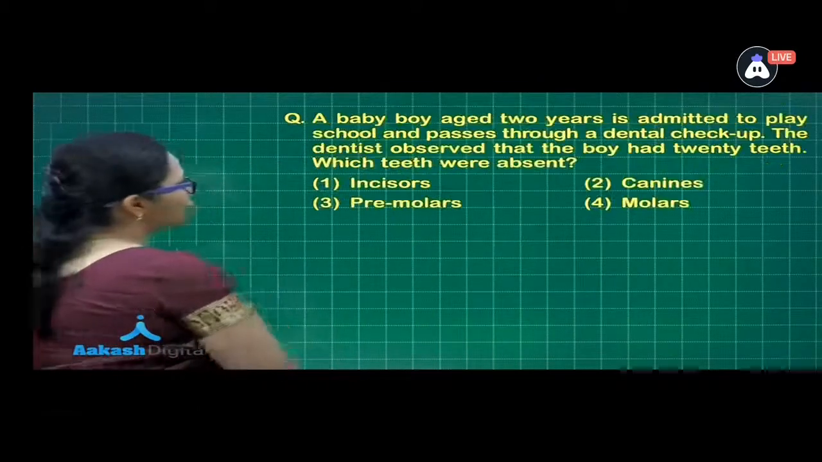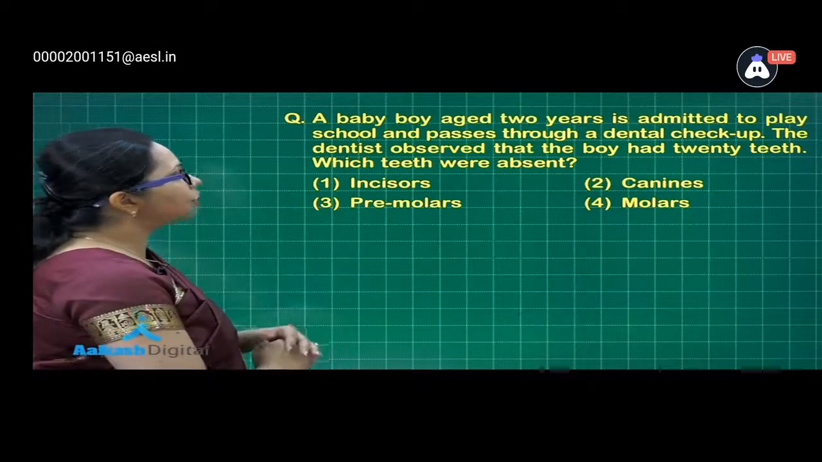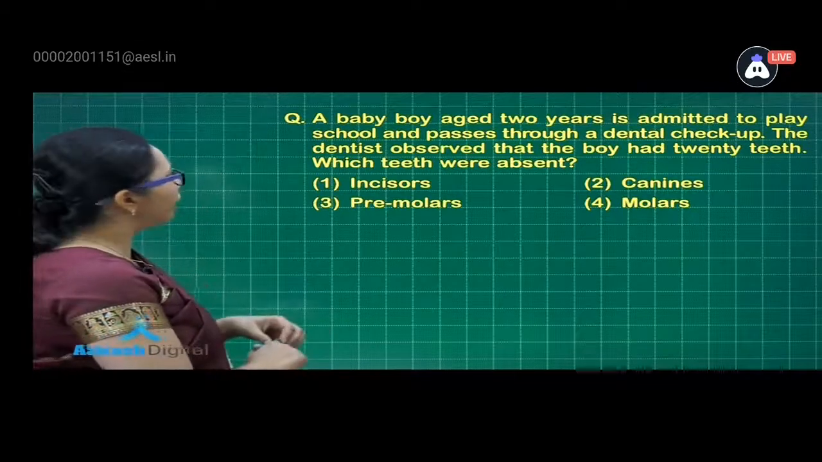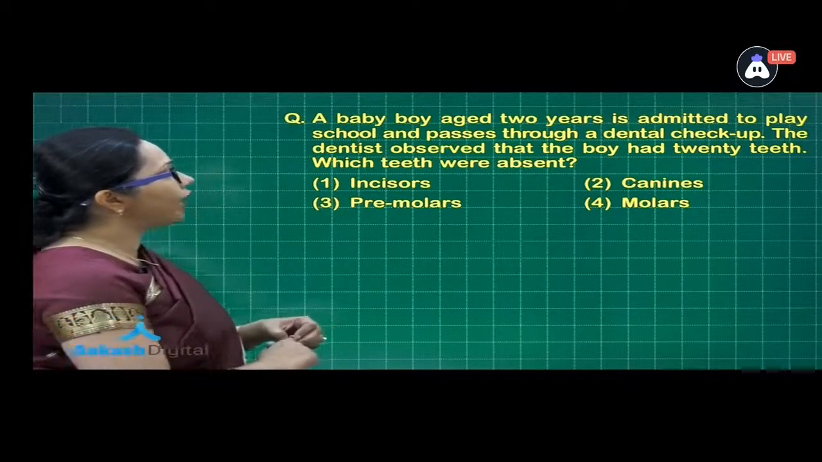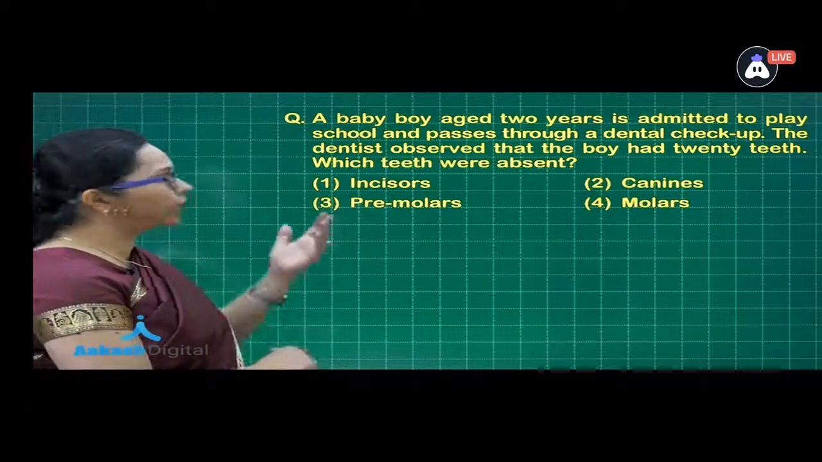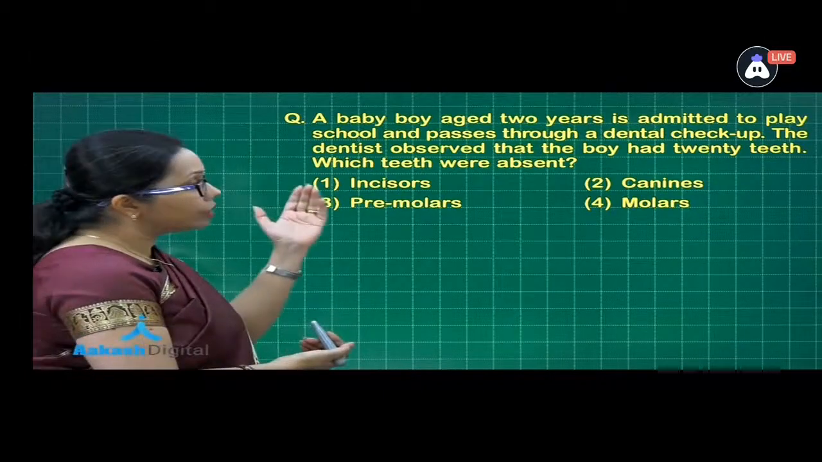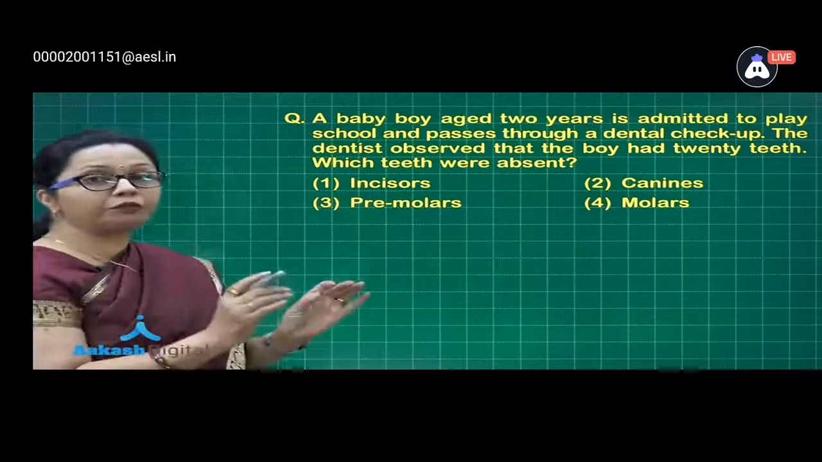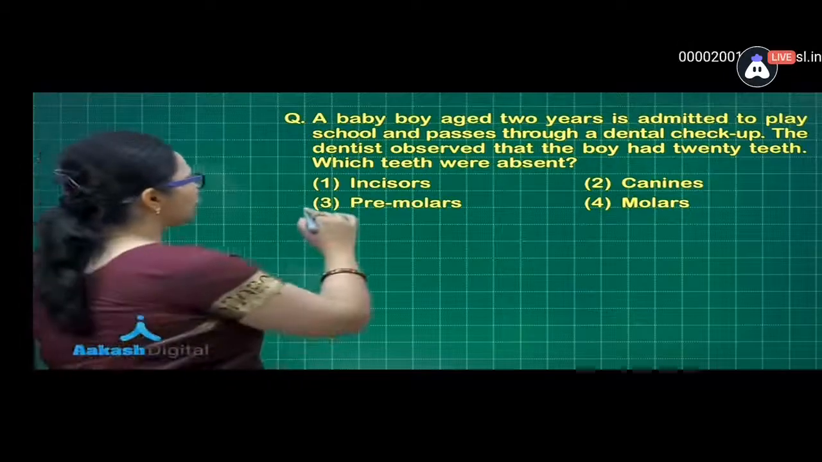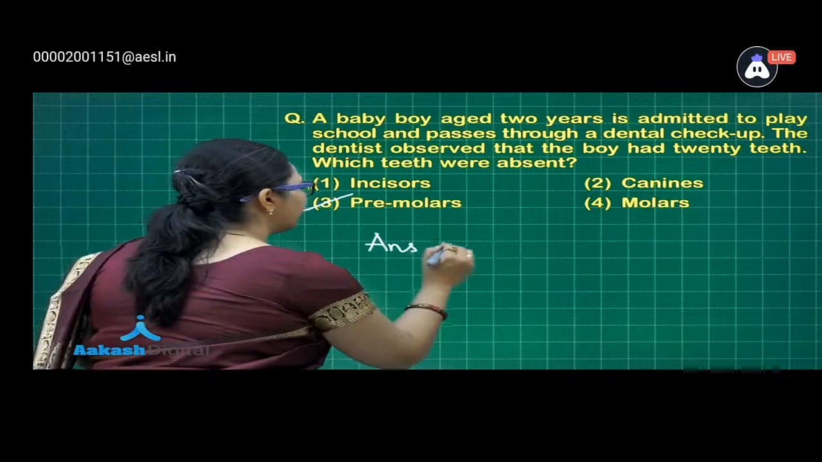Now let's take another question. Here a baby boy aged 2 years is admitted to play school and goes through a dental checkup. The dentist observed that the boy had 20 teeth. Which teeth were absent? Now a child who is admitted to play school must be hardly 3 years old, and if such a child has 20 teeth, that means it is milk dentition where the premolars are absent. So our answer is option 3.